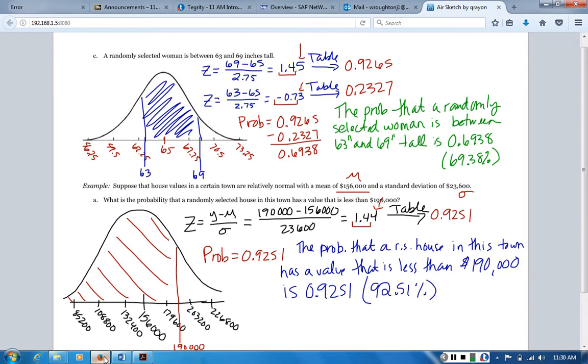I hope the math is feeling okay. How this could be useful for someone is if I'm looking in this town and my budget, the highest I'm willing to go is $190,000. I have a pretty good chance of finding a house in this area, right? There's 92.5% of the houses basically should be in my price range. So I kind of know that before I keep going.